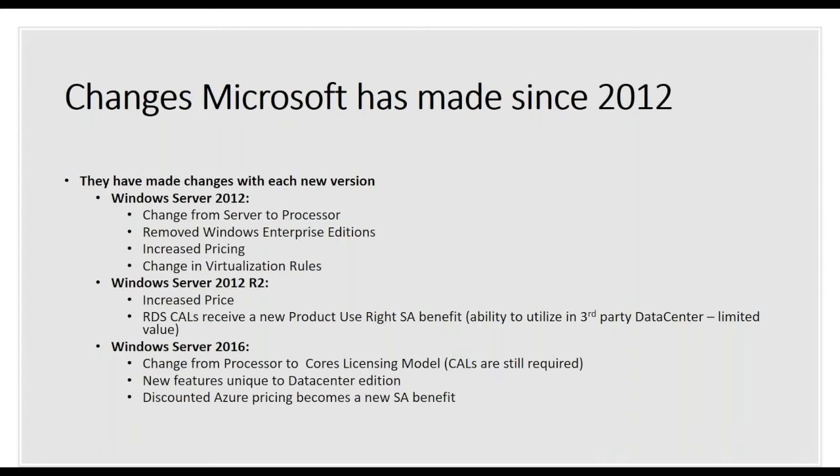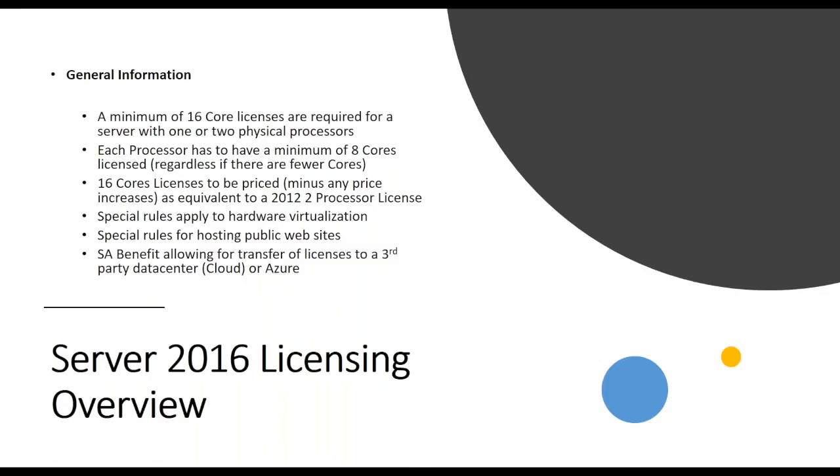And then in 2016, they came along and changed from processors to cores. So the Windows team finally decided to follow SQL and change from processor model to core model. Still require your CALs, obviously. They did add some new features into the data center edition itself. And then they offered a discounted Azure pricing as a new SA benefit. And that's this hybrid Azure thing that we're going to talk about here in a couple of minutes, okay? So what's new in 2016 licensing?